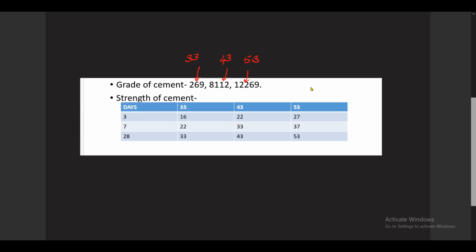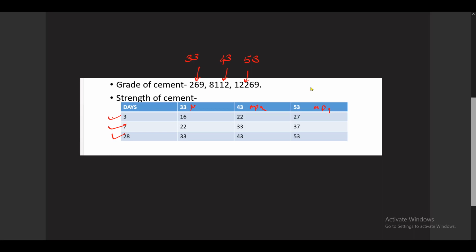Here is the table showing the variation of the strength. Depending upon their ages, the strength should not be less than these values. So this is the strength, the grade in MPa. There is the 33 grade, 43 grade, and 53 grade, and their values should not be less than these values in any case.